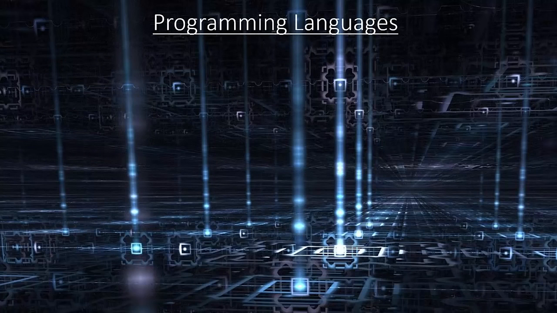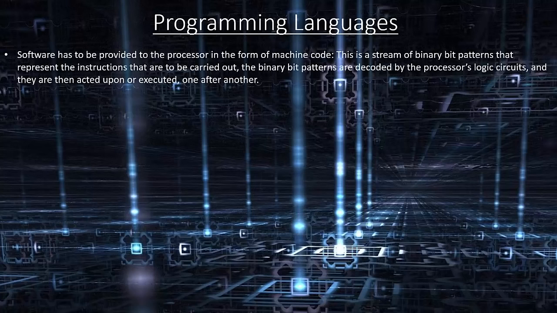Programming languages. Software has to be provided to the processor in the form of machine code. This is a stream of binary bit patterns that represent the instructions that are to be carried out. The binary bit patterns are decoded by the processor's logic circuits, and they are then acted upon or executed, one after another.